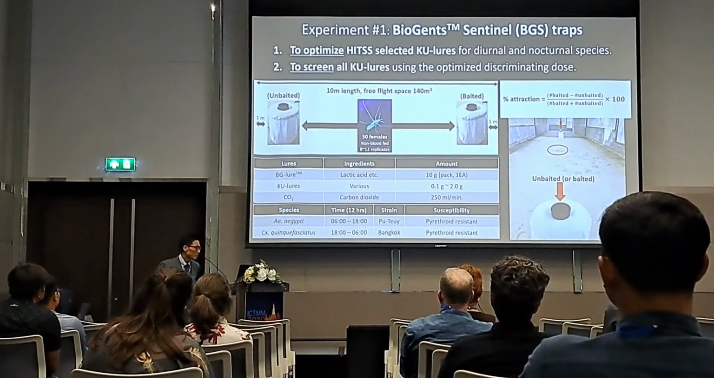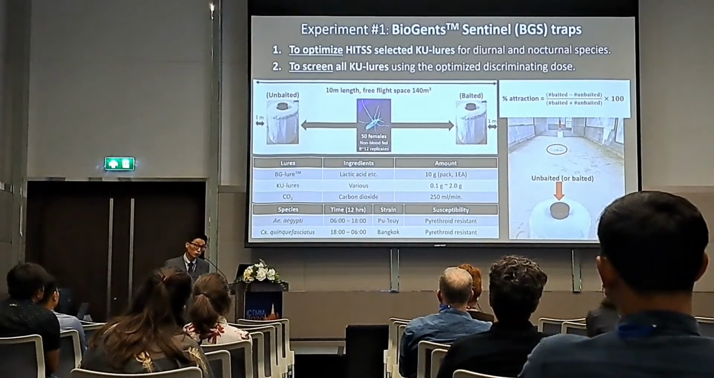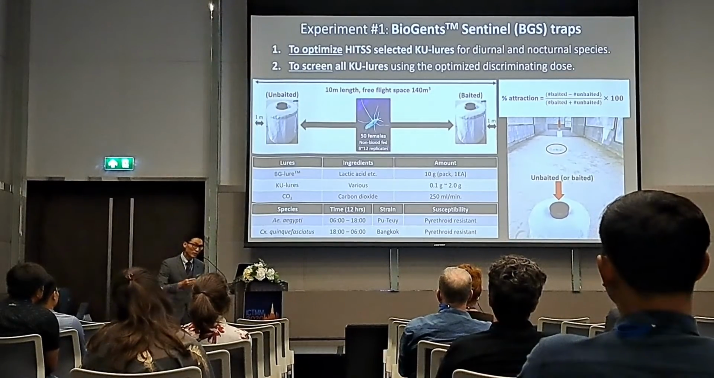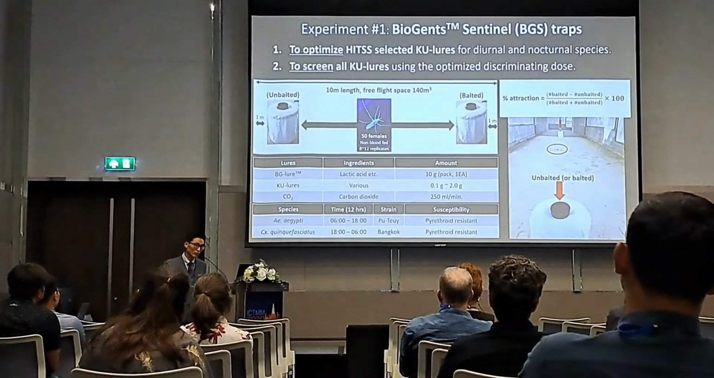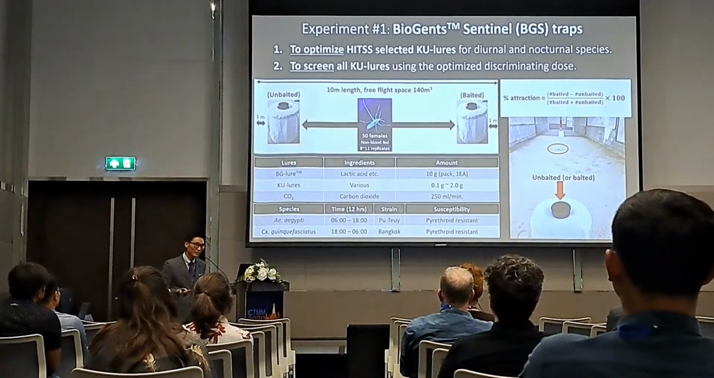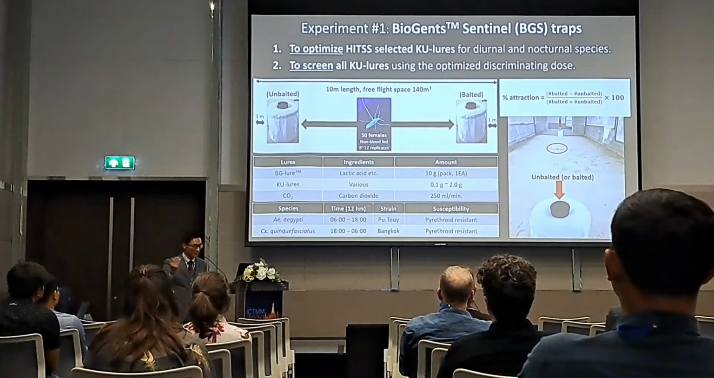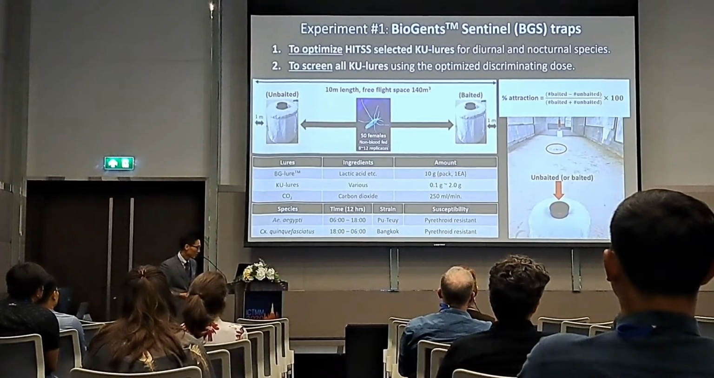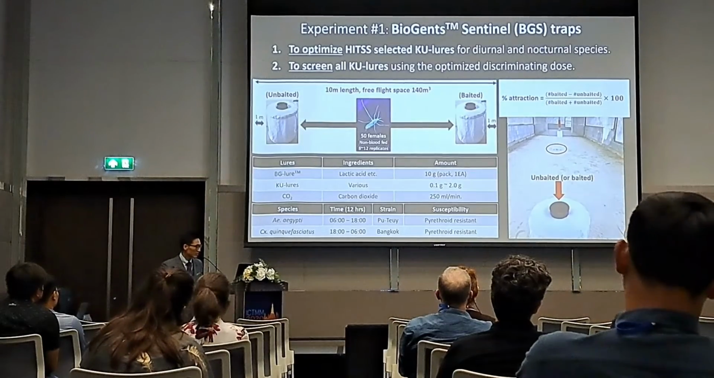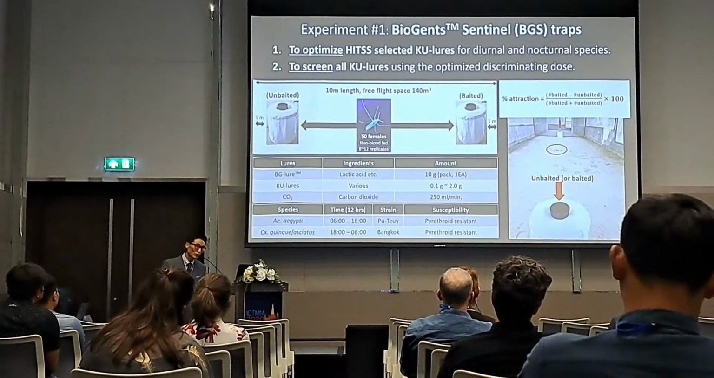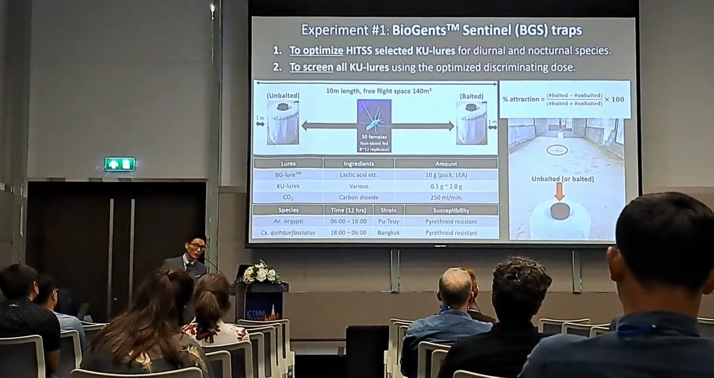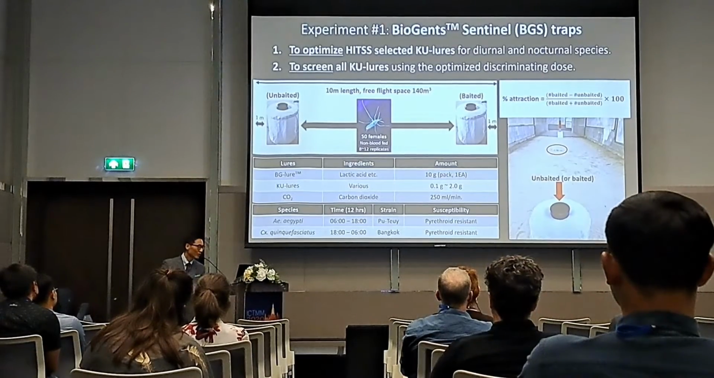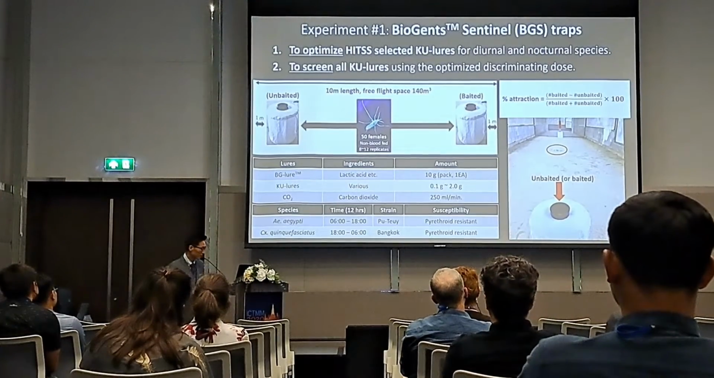This test was conducted for 12 hours, from 6 in the morning till 6 in the evening for the Aedes aegypti, and for the Culex, we started from 6 in the evening until 6 the next morning. After the testing, we counted the number of mosquitoes in the baited trap and unbaited trap and calculated the percent attraction.